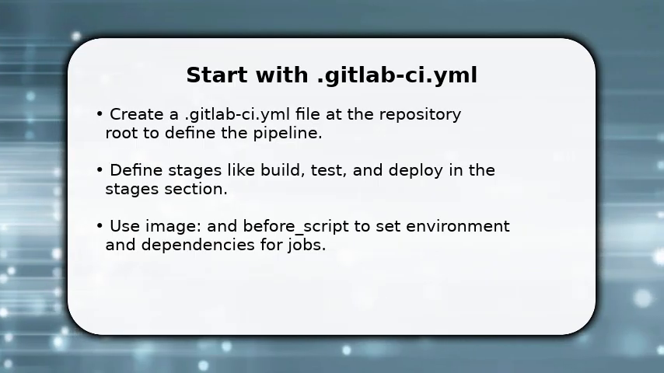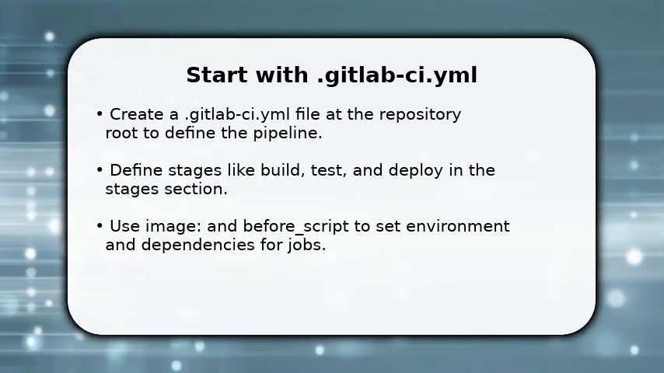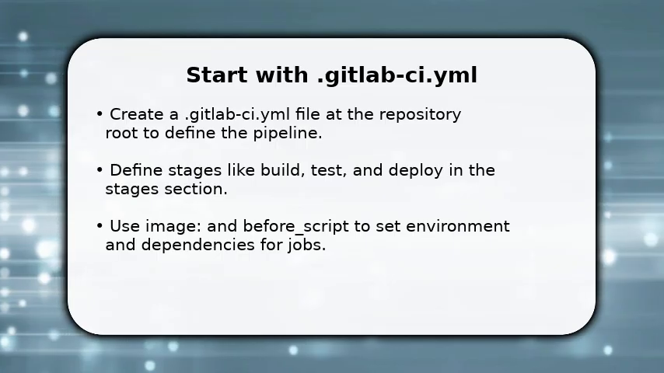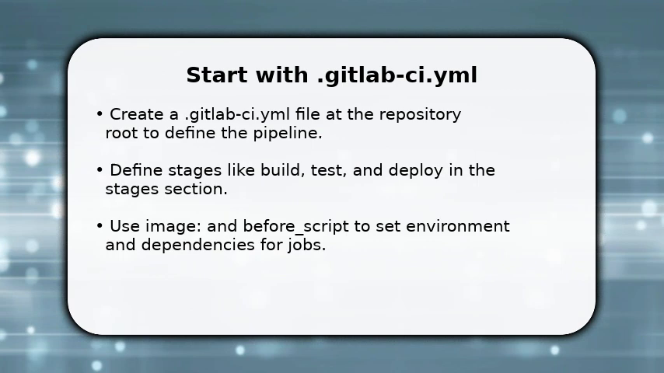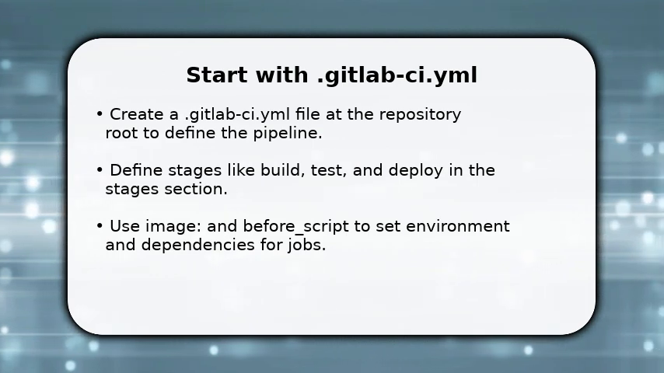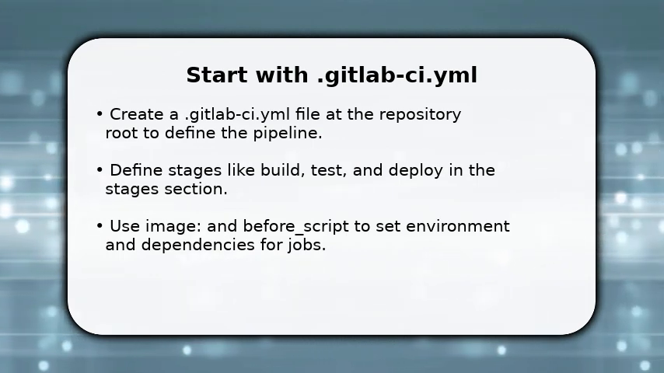Use before_script to install dependencies and set environment variables. Commit and push this file to trigger the pipeline on branches and merge requests. Watch the CI/CD page to confirm the pipeline starts and shows job logs.